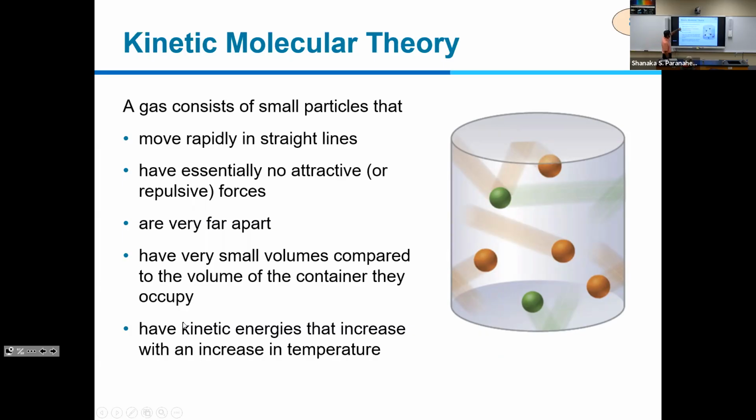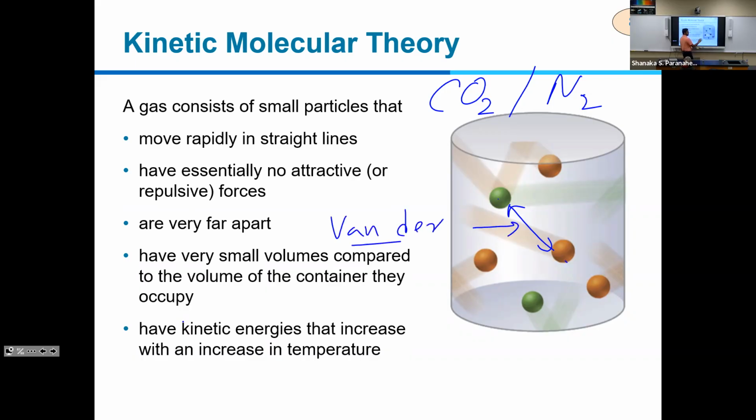First one, they move rapidly in straight lines. It's true for all gases. They have essentially no attractive or repulsive forces between particles. That's one of the important points. But it's not 100% true for real gases like carbon dioxide, nitrogen, or any other gas. There are some attractive forces between carbon dioxide particles, or between other gas particles. These attractive forces are called van der Waals attractive forces. Those are weak, but there's still an attractive force between particles.